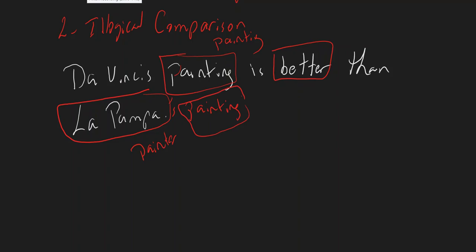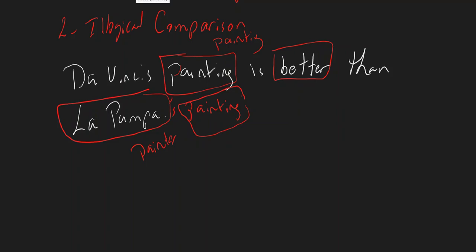So in a logical comparison, you have to know that the two things have to be in the same category: a painting with a painting, a person with a person, a plane with a plane, and so on. You cannot compare a plane with a person unless you're using that as a metaphor in literature. But here we're talking about academic writing. You have to compare two things of the same category or the same source.